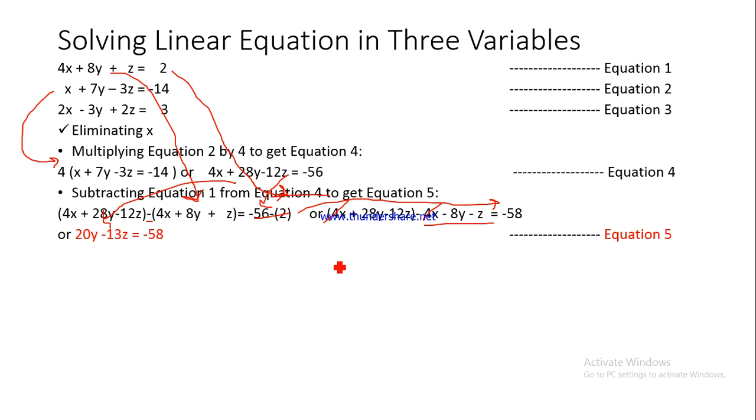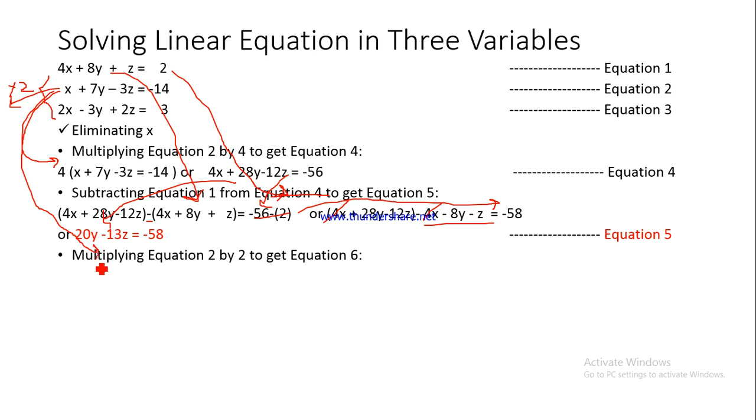Now can you think of some other way in which we can eliminate x? Yes, if you look at these two equations, can't we multiply this equation by 2? Once we do this, then I can subtract this equation from this, or the other way around, to eliminate x. And this is what we are going to do next, multiplying equation 2 by 2. So basically we are multiplying this equation by 2 this time to get equation 6. So this is what we have got.